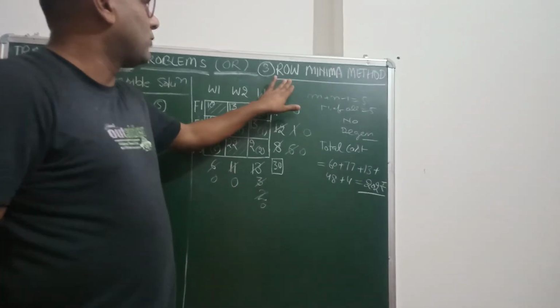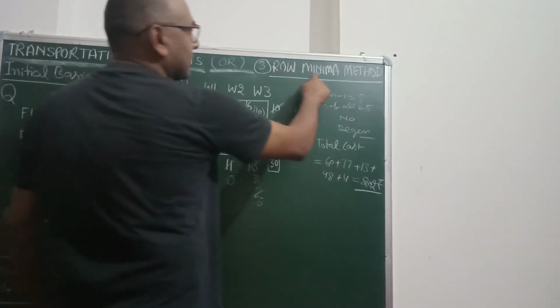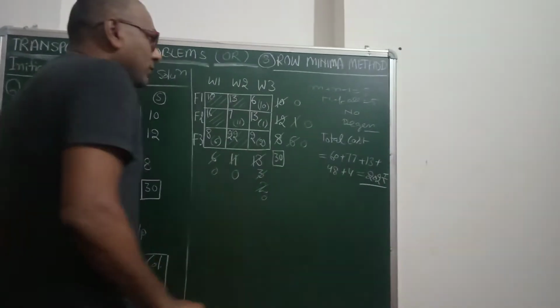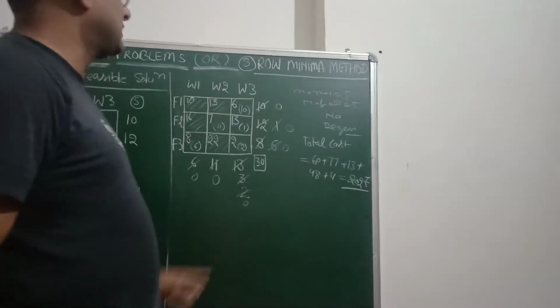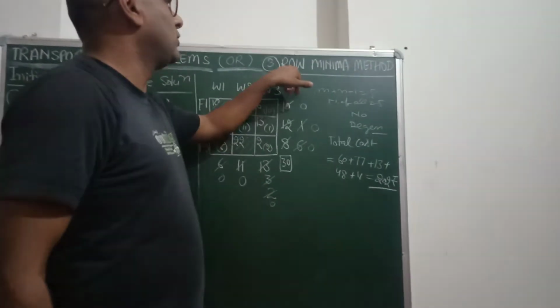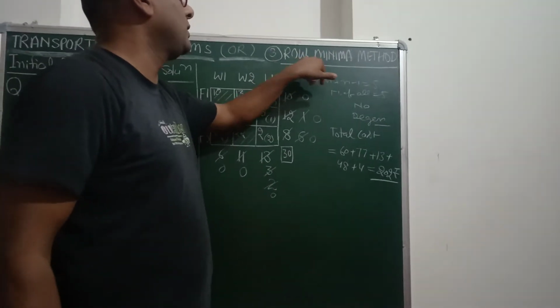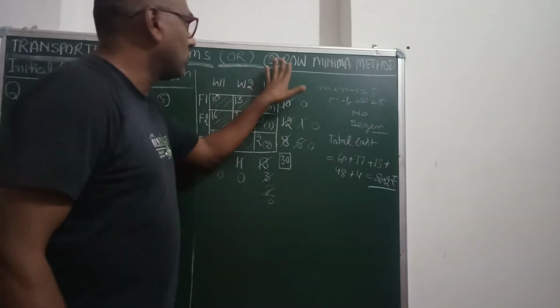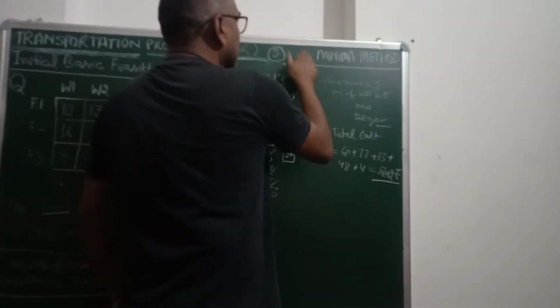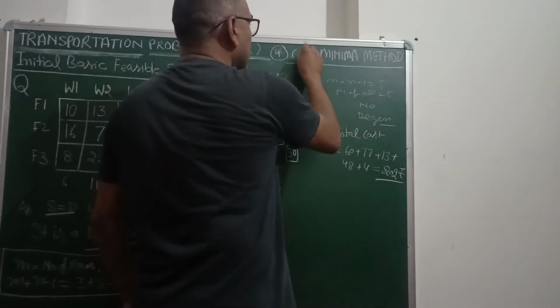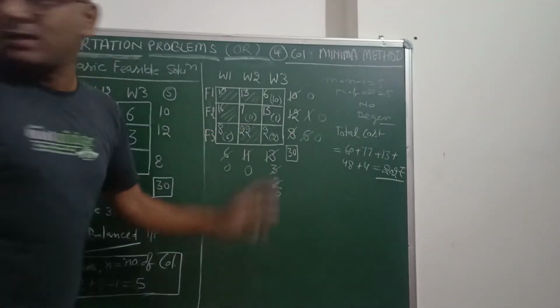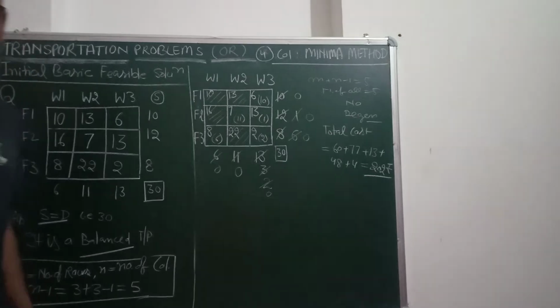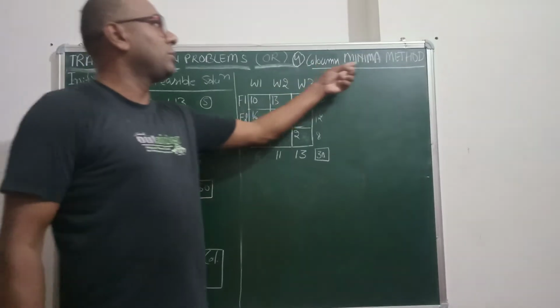Similarly, the fourth method is the column minima method. Then what we have to do is proceed in the same manner, but instead of selecting the minimum value in the row, we will select the values from the column. Okay, so the fourth method is the column minima method. We will make some changes here and we will proceed. This is the column minima method.